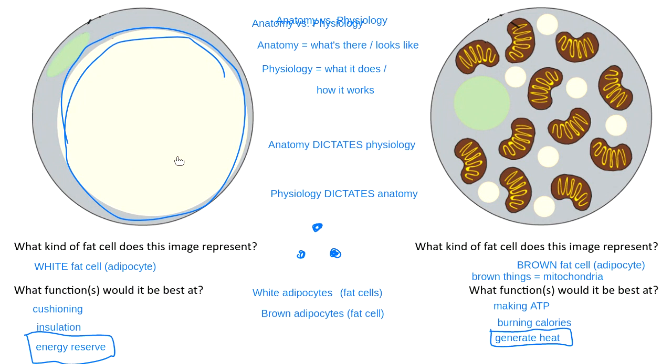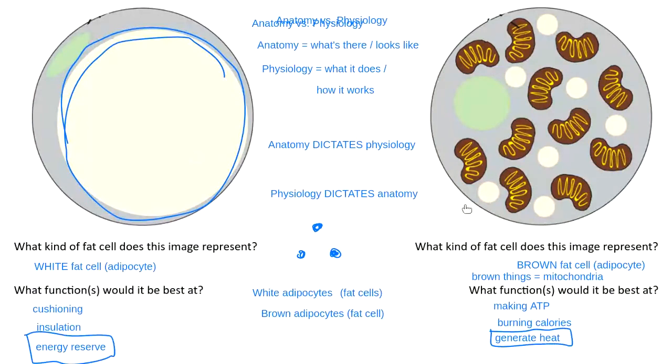So my anatomy and physiology relationship with the white fat cell is much less complex. It's much more straightforward. See all these lipids I got right here? My job in life is to store lipids, to store energy. That's what's going on with a white fat cell. So white fat cells, much more basic. They don't do a whole lot inside of you.